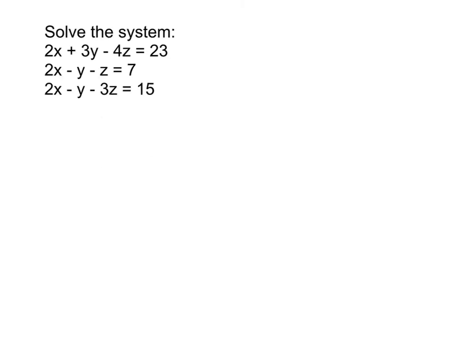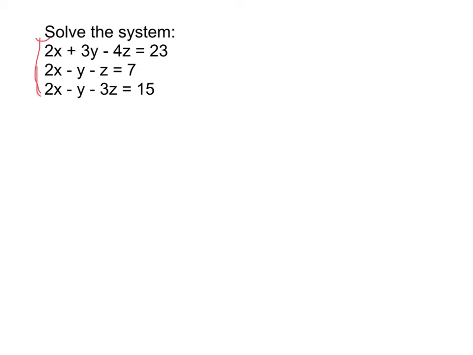Okay? System that we have: 2x plus 3y plus 4z equals 23, 2x minus y minus z equals 7, and 2x minus y minus 3z equals 15. Okay, so we want to eliminate one of the three variables. Life handed us a great problem to start off with because every one of these x terms has the same coefficient of 2. So we're going to be able to eliminate the x pretty fast.